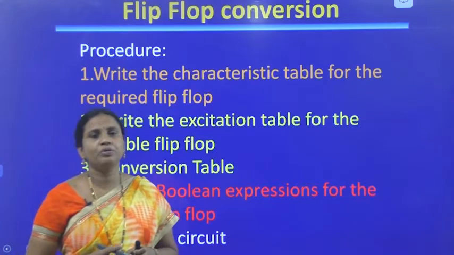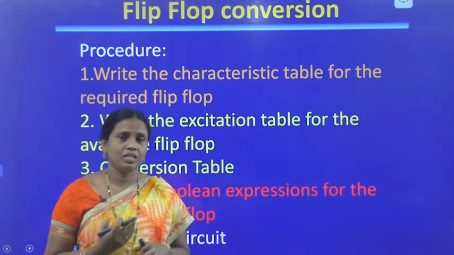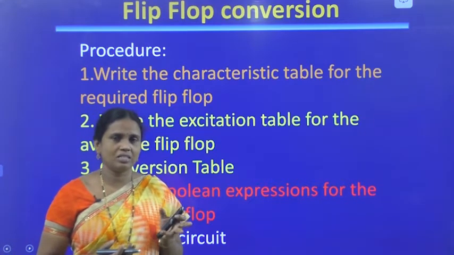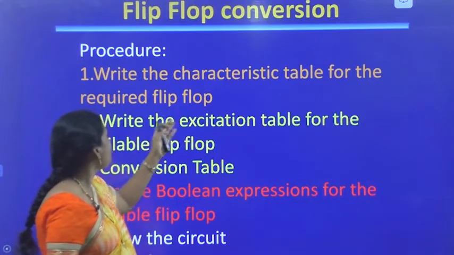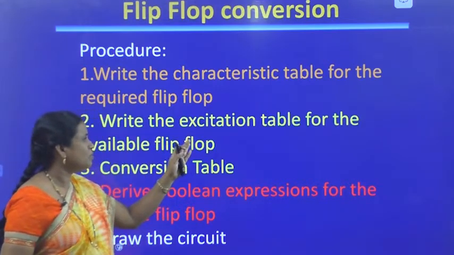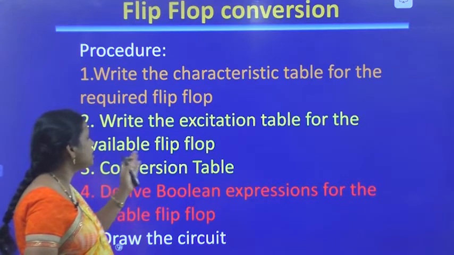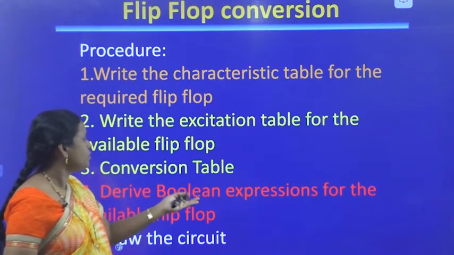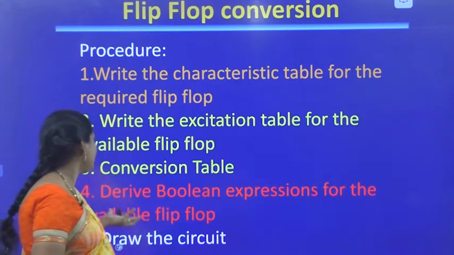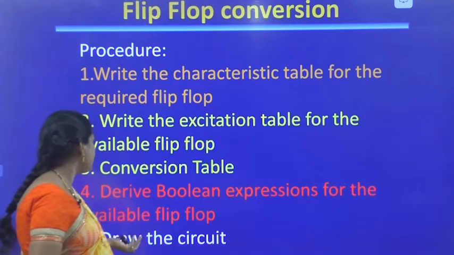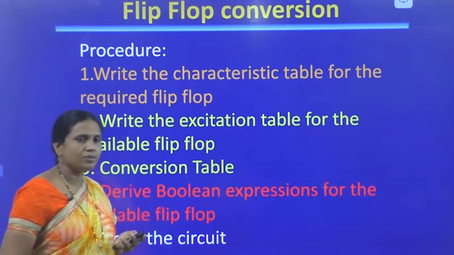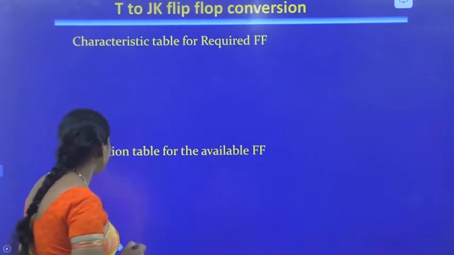First we need to get the conversion table. For that we need to see the characteristic table for the required flip-flop, and then for the excitation table, you need to see the available flip-flop. After that you will write the conversion table. Then we will derive the Boolean expressions for the available flip-flop inputs, and after that we need to draw the logical circuit. So now let us see one by one.